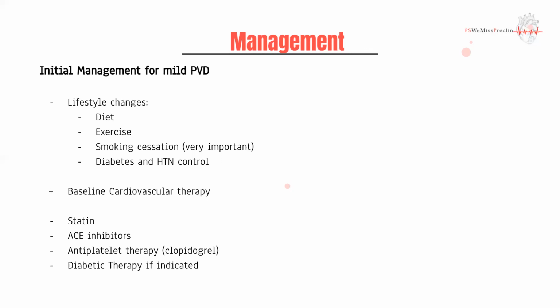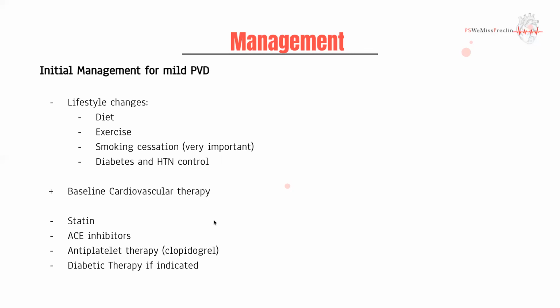The evidence for aspirin is equivocal for this particular case. The reason we start them on an antiplatelet is because they are at a higher risk for clots, not just peripheral arterial clots, but also AMIs and strokes. And then obviously assessing their HbA1c and the need for diabetic therapy is also important.